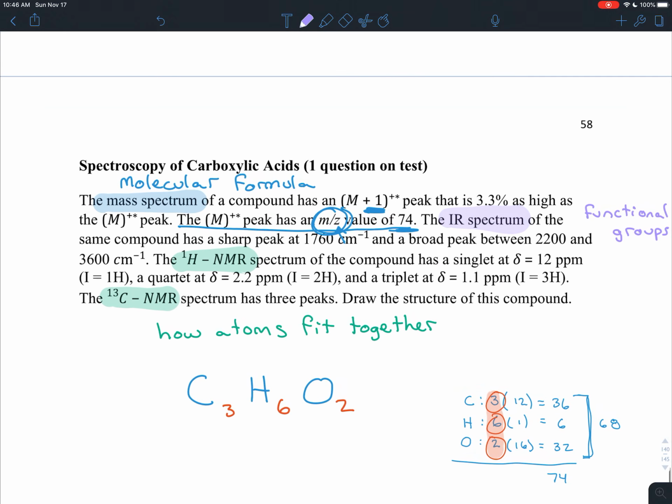So here, and let me erase the mass spectrum so it doesn't confuse us and distract us. Here, they give us a sharp peak at 1700, so far, and specifically 1760.